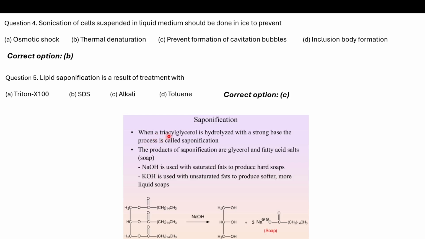See, suppose any lipid is hydrolyzed with a strong base, the process is called saponification. And the products of saponification are glycerol and fatty acid salts. Okay, like NaOH is used with saturated fats to produce hard soaps, and potassium hydroxide is used with unsaturated fats to produce softer, more liquid soaps. Okay, but the overall process is called saponification.